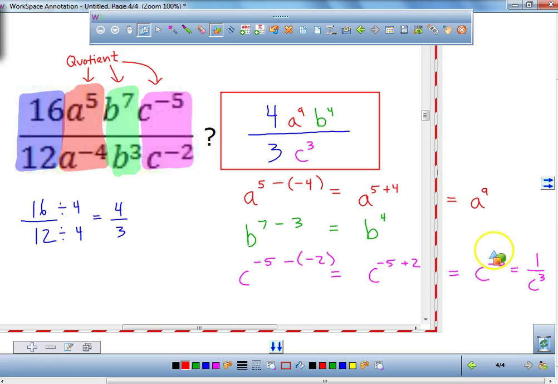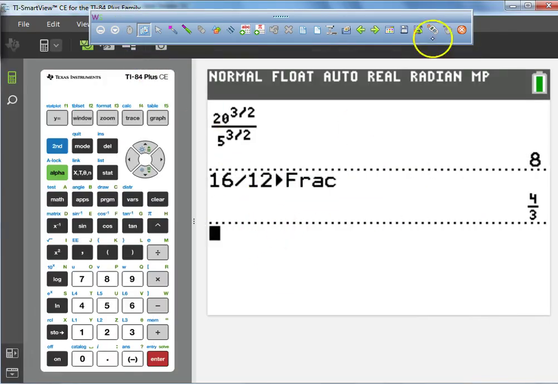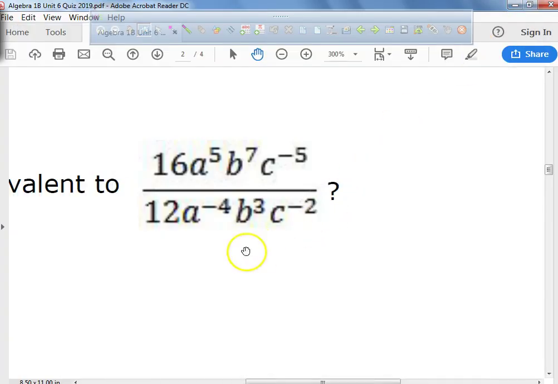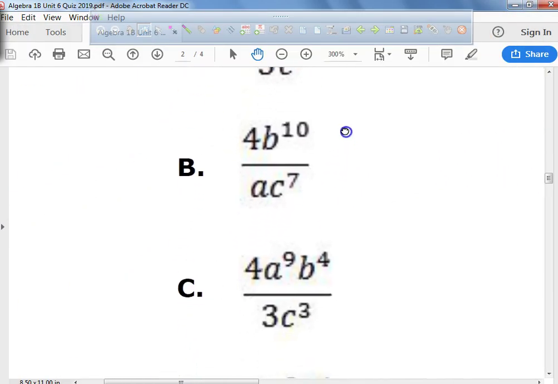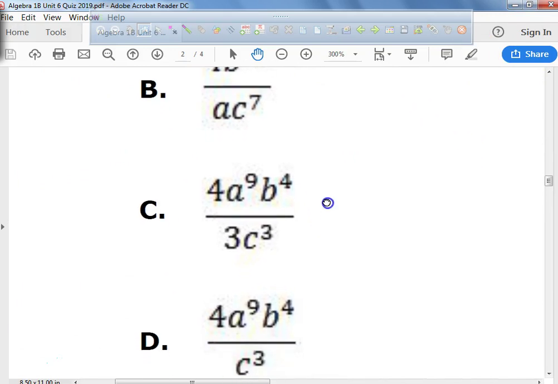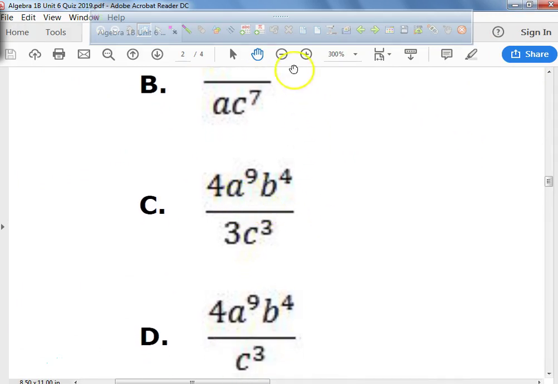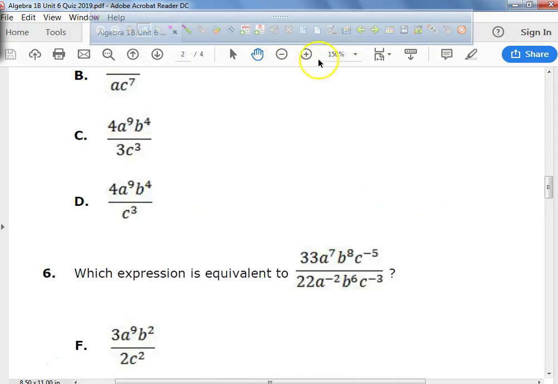What's that answer for our answer choice? What answer is it? Let's look. It is answer choice C, right there. There's your answer choice. Okay? Alright. Here we go, everybody.